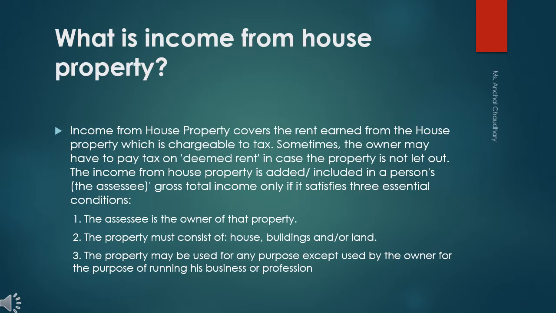Second, the property should be a house, building or any kind of land which he can give to a person on rent. The property may be used for any purpose except use by the owner for the purpose of running his business or profession. If the owner is using the property to run a business or profession, then in that case it will not be considered as your income from house property. It will not be your house property income.